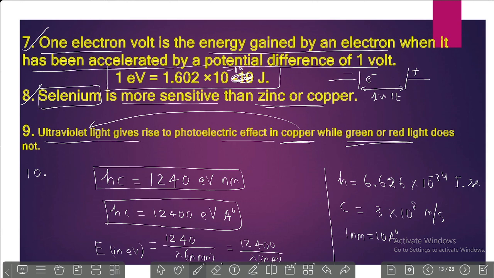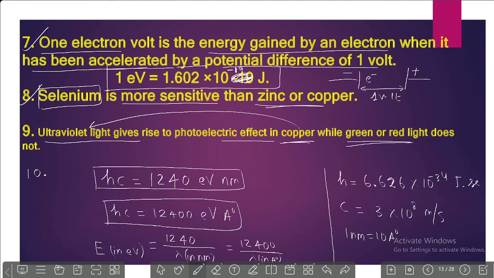So all of you listen. The hc value is 1240 electron volt nanometer; these two units also remember. If energy in electron volt is wanted, then it will be 1240 by lambda, with lambda in nanometer. If lambda is given in angstrom, then you use 12,400. Otherwise you can multiply the h and c values, but it will be a little time consuming. If you use this formula, it will be easier. Clear?